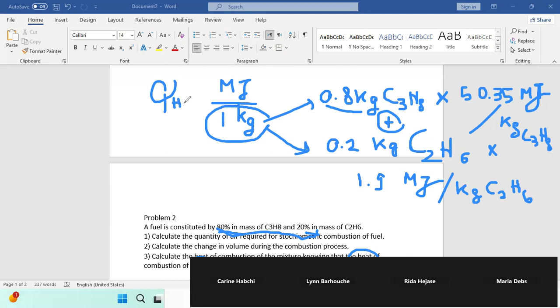Okay. Any question on this? Now, for question 2, in order to calculate the change in volume during the combustion, I said we have two approaches. The first approach was to consider the whole reaction, okay? But also, if you did the analysis using C and H, and if you didn't combine all reactives in one equation, you can also do the analysis.